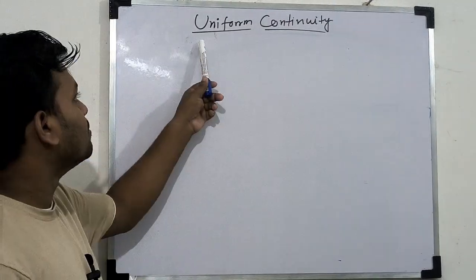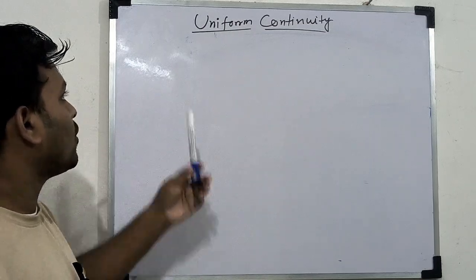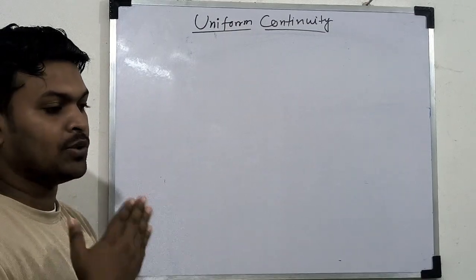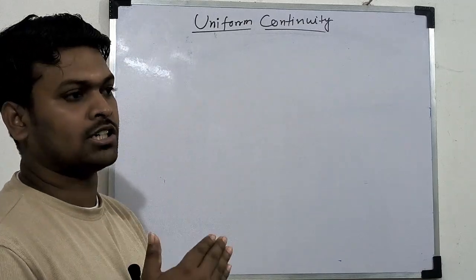So today I will briefly discuss uniform continuity. First, we discuss the definition: when a function is said to be uniformly continuous on a set, and when it will not be uniformly continuous.